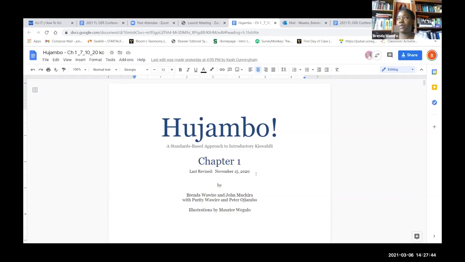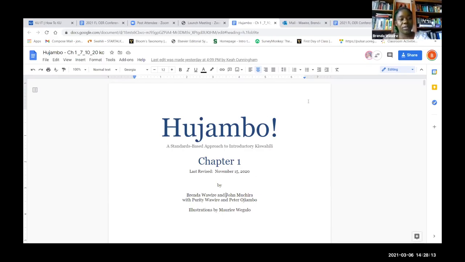The goal of this project is to improve the situation: we have very limited materials for teaching Swahili. The Swahili language is growing, and many institutions, not only in the US but worldwide, are starting to teach Swahili, but we've not had very up-to-date, research-based textbooks. So our goal is to address this gap in the field.